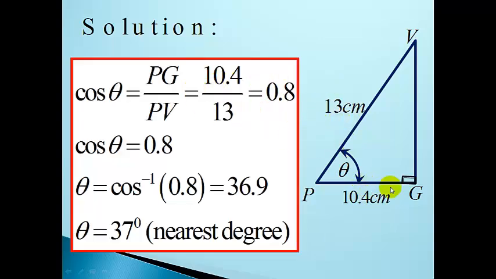Because we are given the adjacent and the hypotenuse, we use cos theta, and cos theta is adjacent, that is PG, over hypotenuse, that is PV. Now PG is 10.4 and PV equals 13. Now 10.4 divided by 13 is equal to 0.8. So cos theta is equal to 0.8. Because we are solving for theta, we take the cos inverse of both sides. Theta equals cos inverse of 0.8, and the answer is 36.9. So to the nearest degree, the angle theta, that is the angle between PV and the base, is 37 degrees.